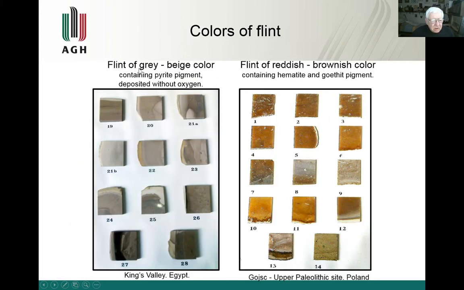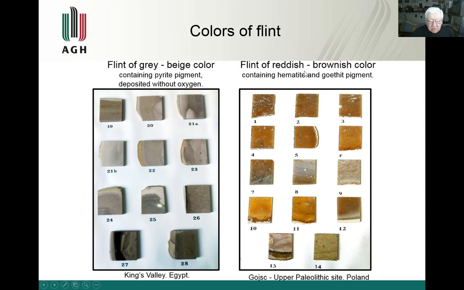Some words about the color. There is a collection of flints from La Cime mountain over the King's Valley in Egypt. There is presence of horizons of flints looking like this, starting from the top. Not all are shown. There are polished plates, and you see there are various horizons, various types of flints.